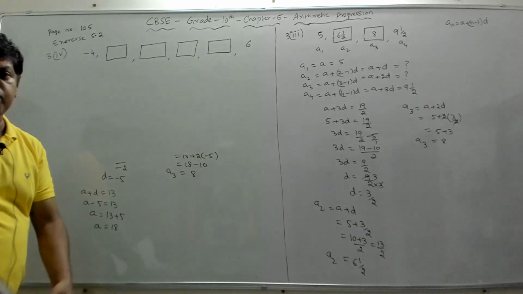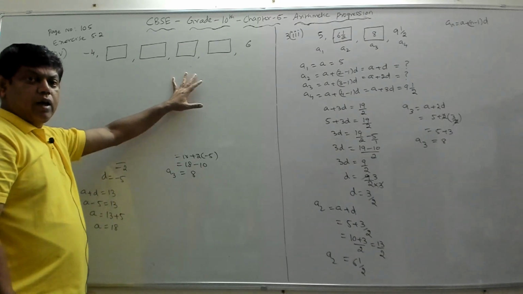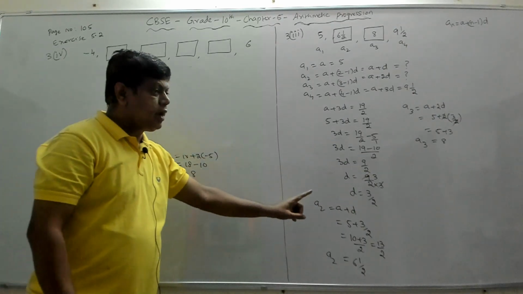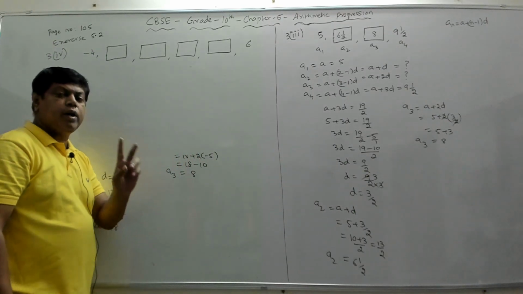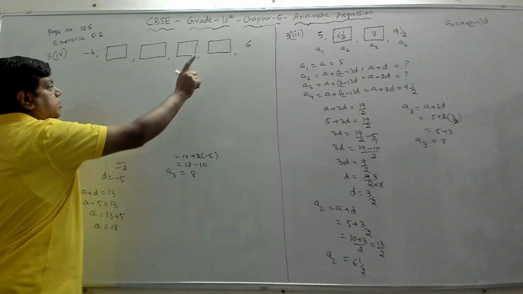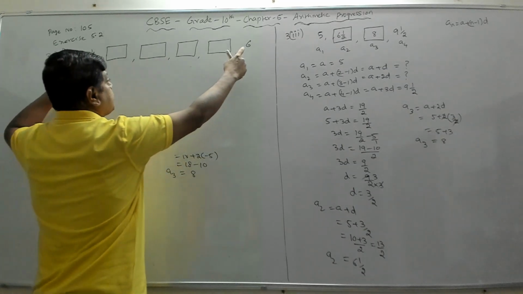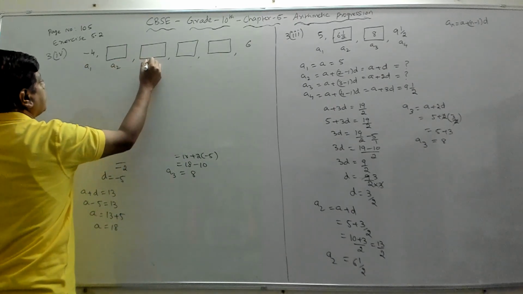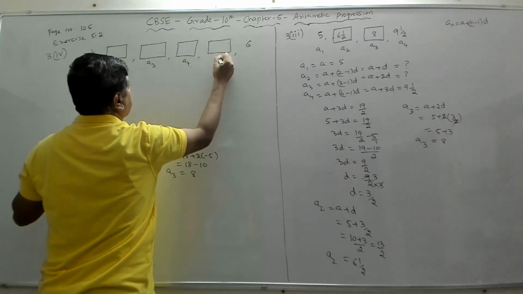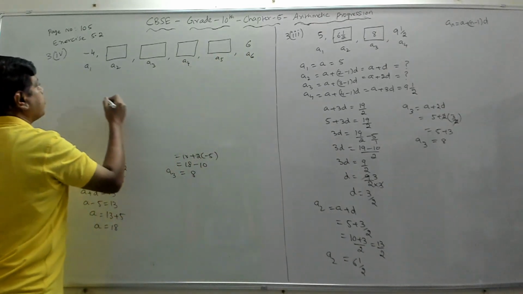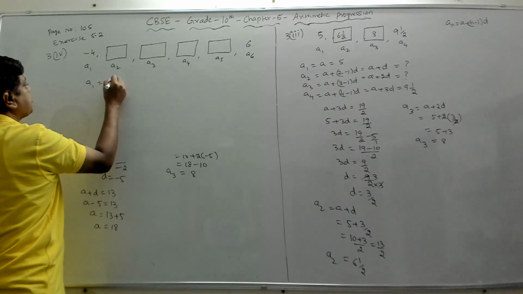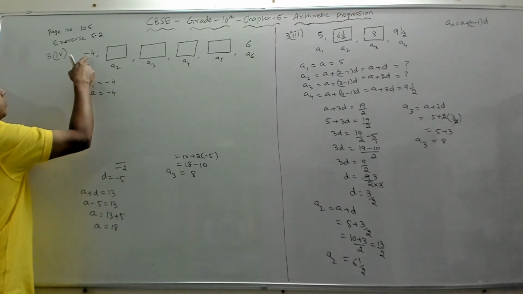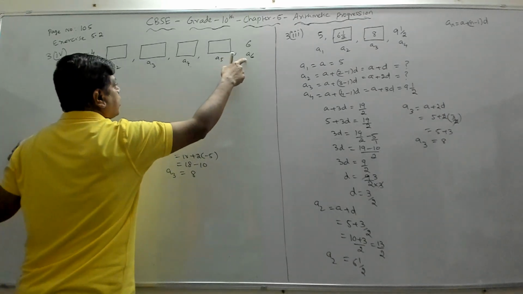See, they can give any number of boxes. It doesn't matter. As long as they have given any two terms of an AP, we will be able to find A and D. Once you know A, the first term, and D, the common difference, you can find the rest of the things. So from these two pieces of information, we are supposed to find A and D. So this is A1, this is A2, A3, A4, A5 and A6. Our A1 is given as minus 4, and A1 is denoted by A. So A is minus 4.